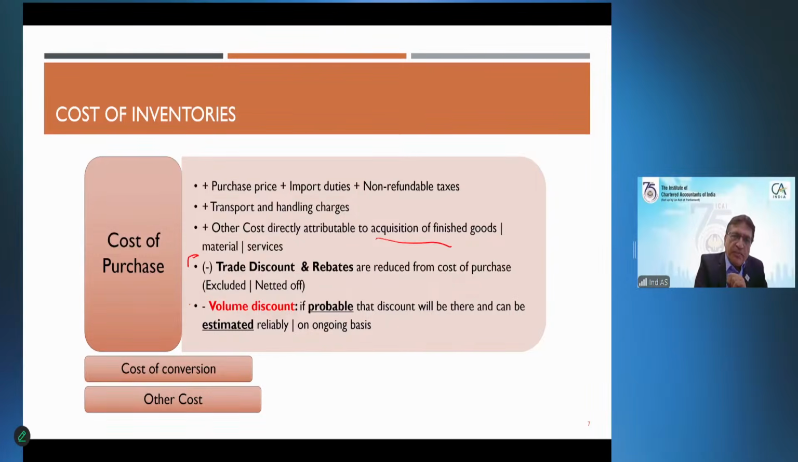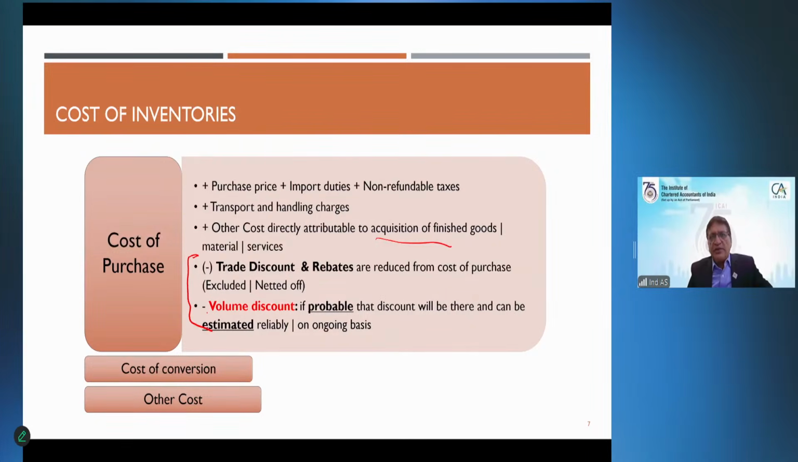The two items particularly of interest are trade discounts and volume discounts. Trade discounts and rebates are netted off. But cash discounts at times become part of other income. Normally, cash discounts are when you pay upfront at 2% or 1%, a deduction over a period of time, and they might not be a part of inventory, but trade discounts and rebates are.